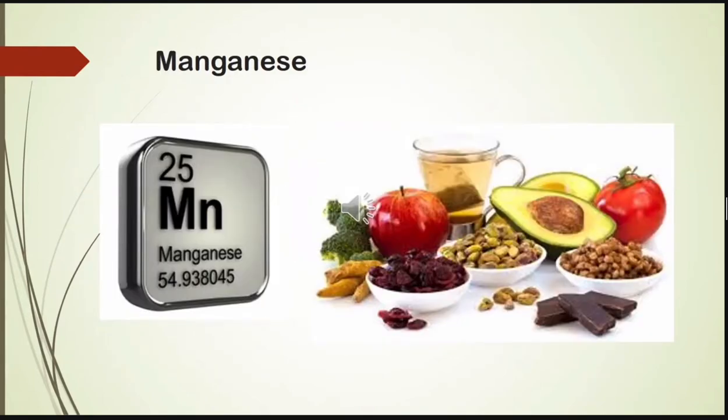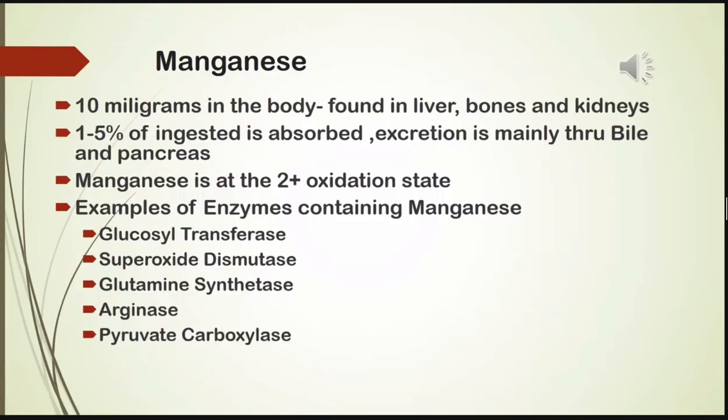The next mineral for discussion is your manganese. Manganese has an atomic number of 25 and an atomic weight of approximately 54.938045. Shown here are foods that are rich in manganese. About 10 milligrams of manganese is found in the body.